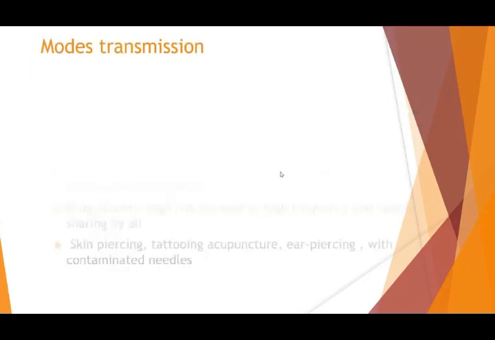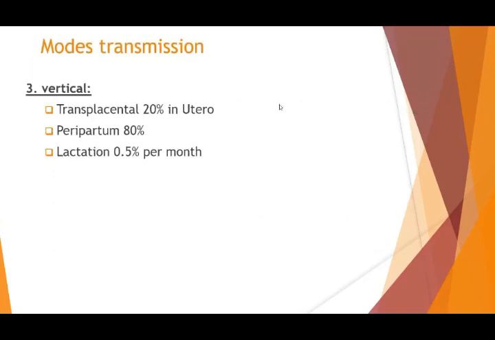Okay. What about the other mode, or the third mode of transmission? The vertical mode. These are the approximate figures that confer the risk of transmission. Transplacental is around 20%, peripartum 80%, and lactation 0.5% per month. So during pregnancy 20%, peripartum, during delivery, is the highest risk, 80%. Lactation confers 0.5% per month, so this is cumulative. Lactation is also going to increase the risk of transmission.